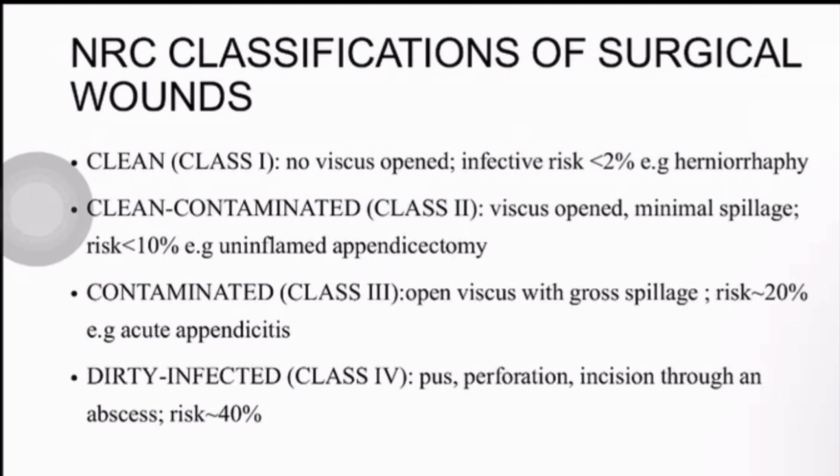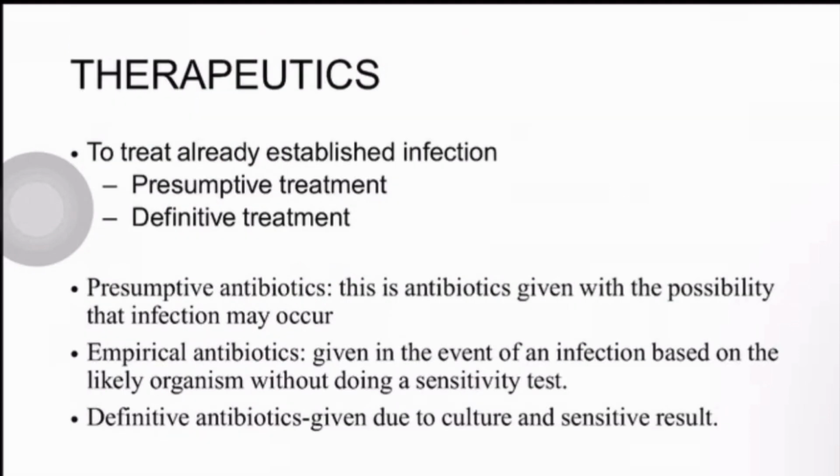Antibiotics can be used from this level downwards. For dirty infected wounds, we would want to do other management of infection, which could include I&D and different methods of taking out the infection before or concurrently with the administration of antibiotics. So, antibiotic use as a therapeutic is done to treat already established infection. We have presumptive treatment and definitive treatment. Presumptive antibiotics are given with the possibility that infection may occur. Then empirical antibiotics are given in the event of an infection based on the likely organism without doing a sensitivity test.